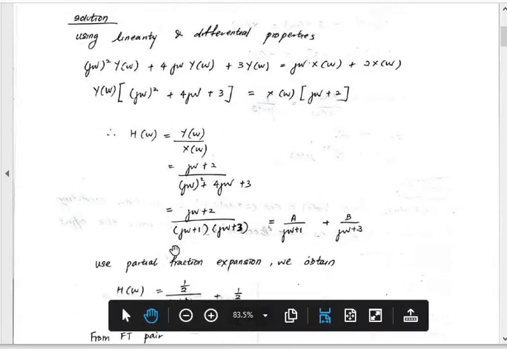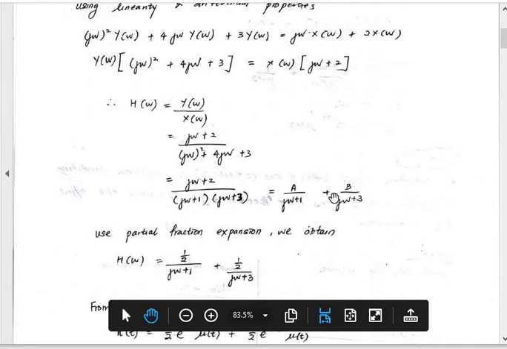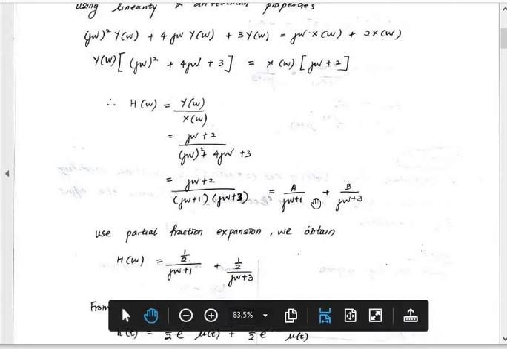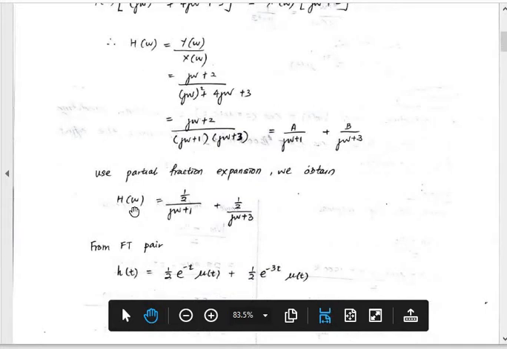So you factorize it using A and B and use the partial fraction expansion to find A and B. Straightforwardly, I have found A is equal to half, or 0.5, and B also 0.5. So I get the H(ω) in the frequency domain.